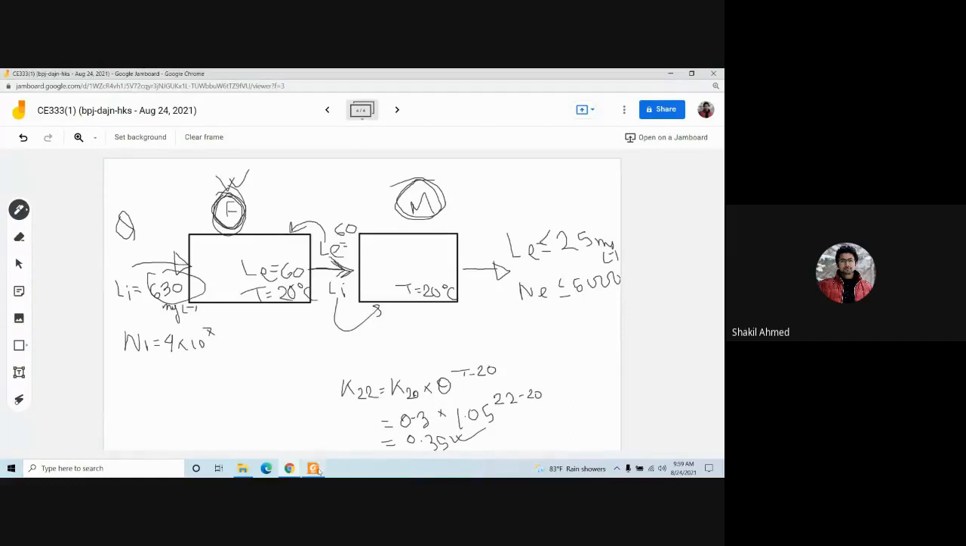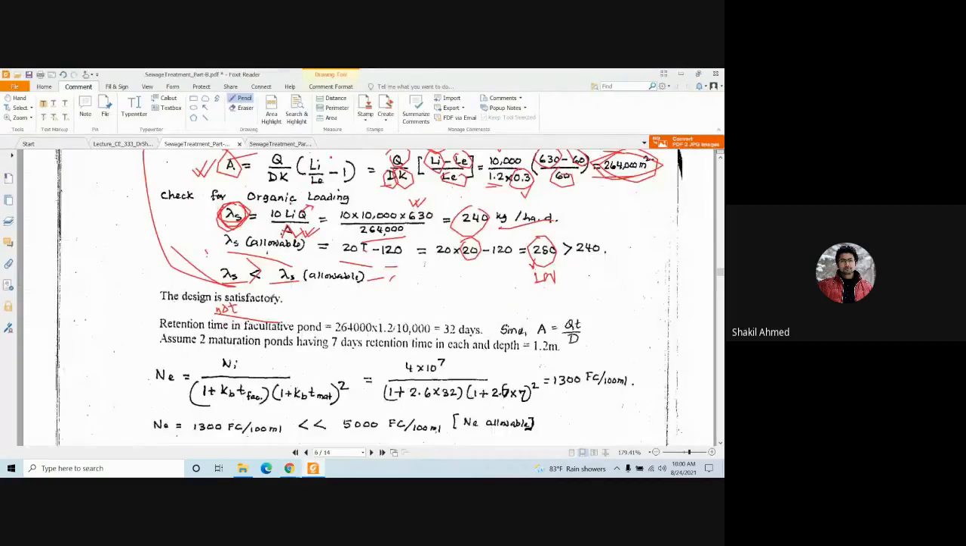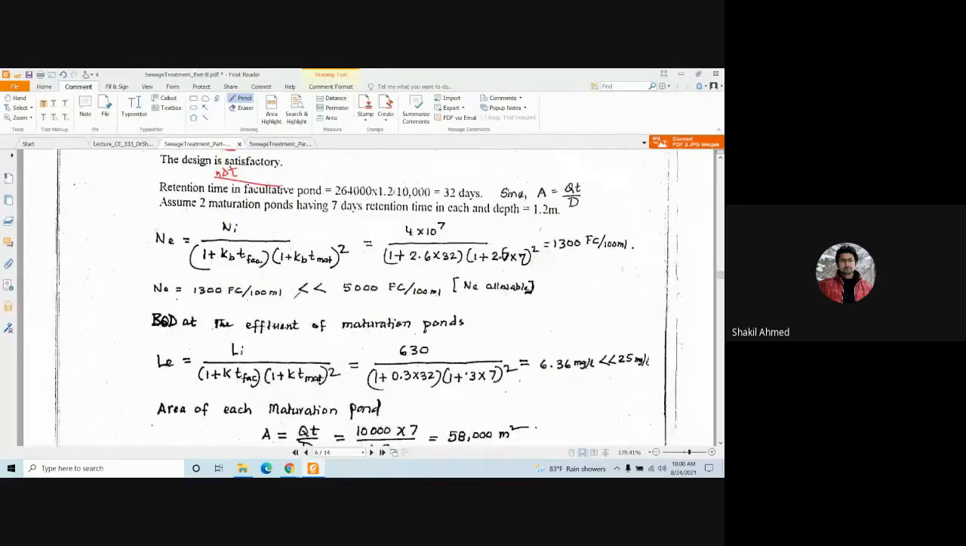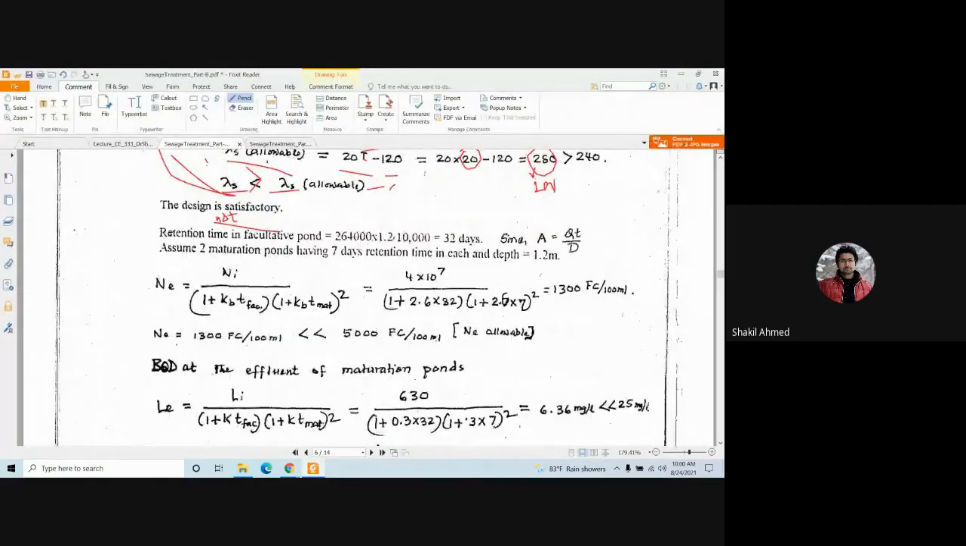Okay. So we don't know how many maturation ponds we may need. We may need one or two maturation ponds. So let's see. Retention time in the facultative pond, using this formula.